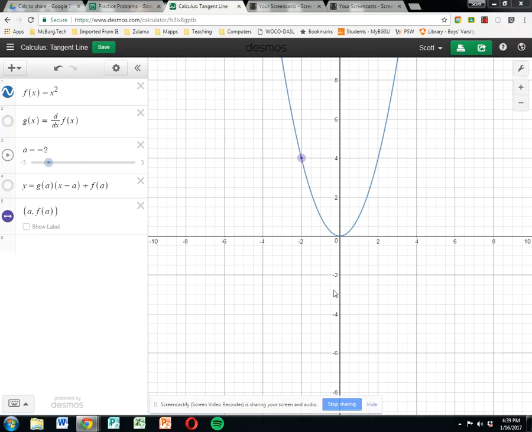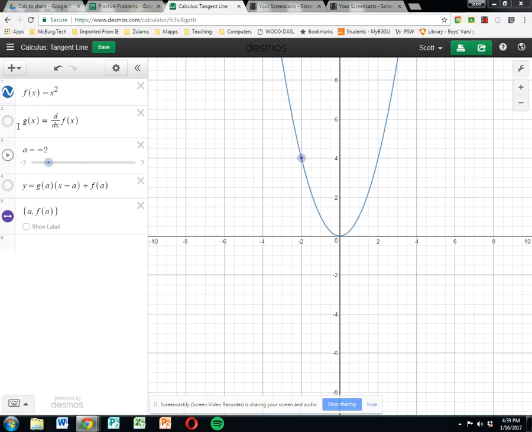Calculus derivatives, one of the most important parts of calculus. Derivatives find the rate of change of a function. It's also known as the slope of the function. So the slope is the rate of change, is the derivative. Those three things are synonymous. All right? Slope equals rate of change equals derivative.